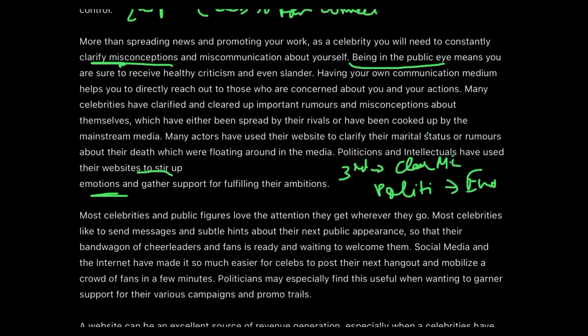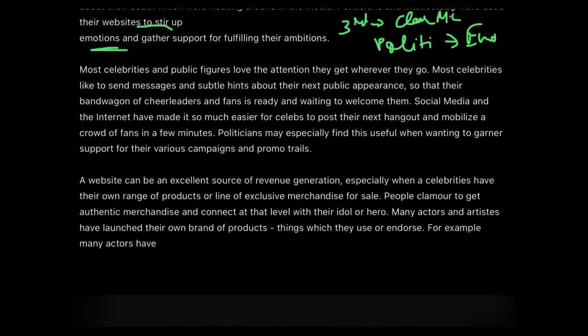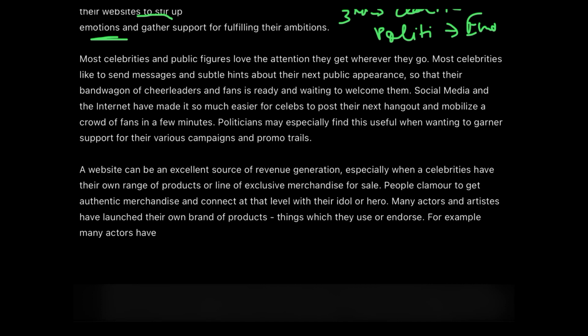Now next is the fourth paragraph. Most celebrities and public figures love the attention they get wherever they go. Most celebrities like to send messages and subtle hints about their next public appearance so that their bandwagon of cheerleaders and fans is ready and waiting to welcome them. Social media and the internet have made it so much easier for the celebs to post their next hangout and mobilize a crowd of fans in few minutes. Politicians may especially find this useful when wanting to garner support for their various religious campaigns and promoters.